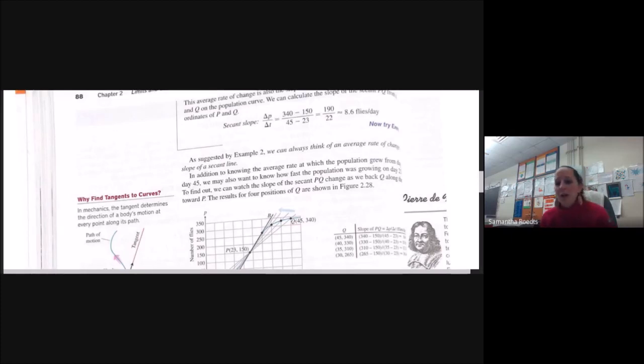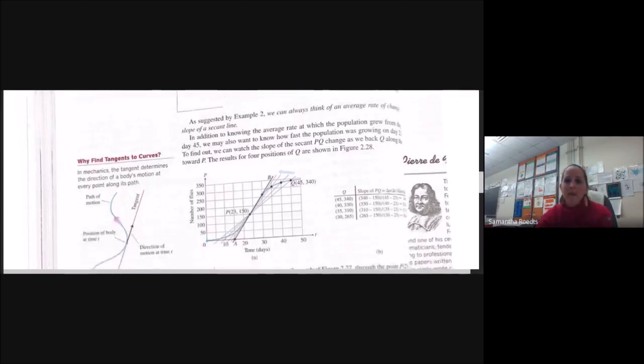In addition to knowing the average rate at which a population grew from day 23 to day 45, we may also want to know how fast the population was growing specifically on day 23 or any day itself. To find that out, we can watch the slope of the secant PQ change as we move Q along the curve towards P. Here we start with the secant line at P, here it is at a second point, at a third point, and then finally at P itself. The results for 4 positions of Q are shown in this figure.